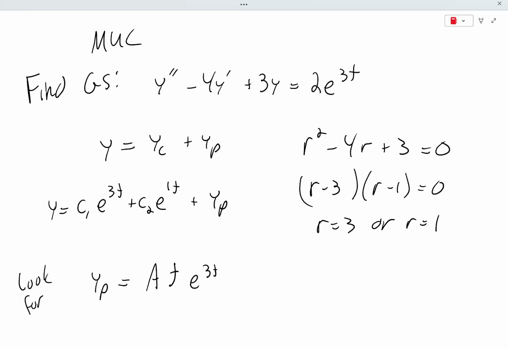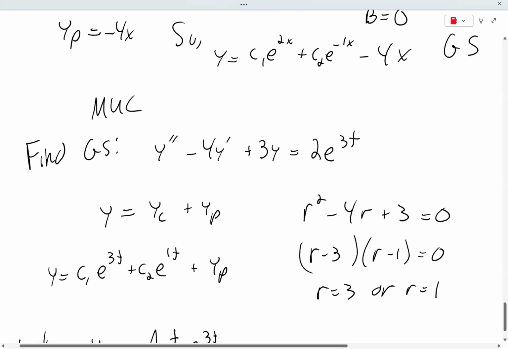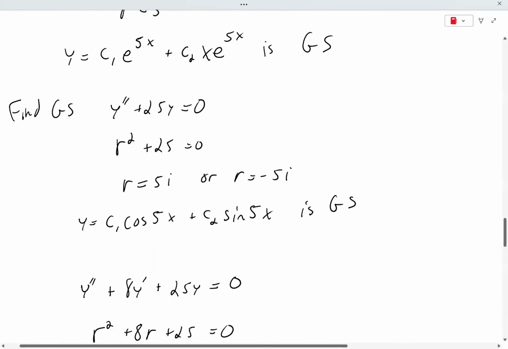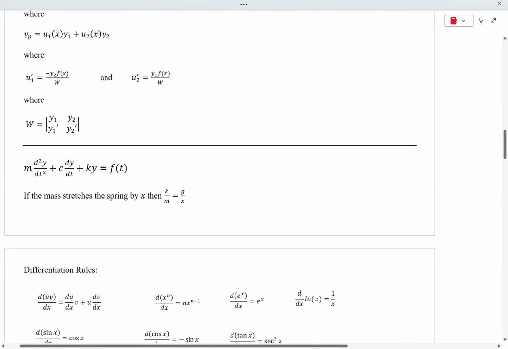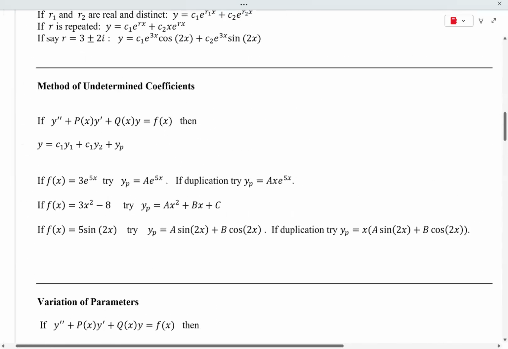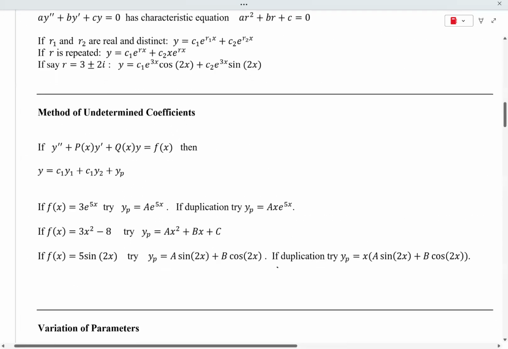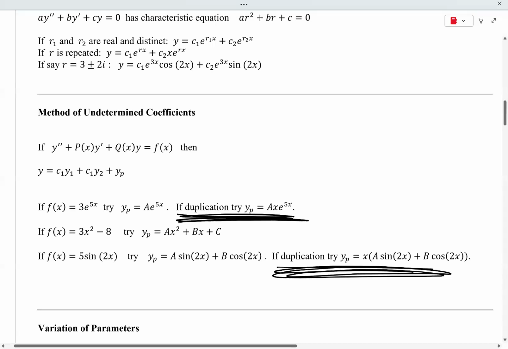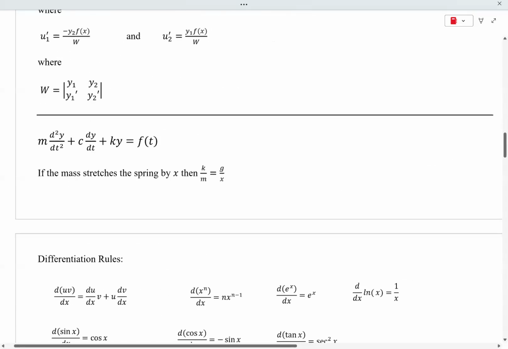And this is where we talk about duplication on the sheet here. I think I mentioned it back here. Did I say that somewhere? Yeah, see right here. If duplication, and I have it here for this one too, if duplication, try this instead. So that's what I mean by the duplication, if it's duplicated with the homogeneous part over there.